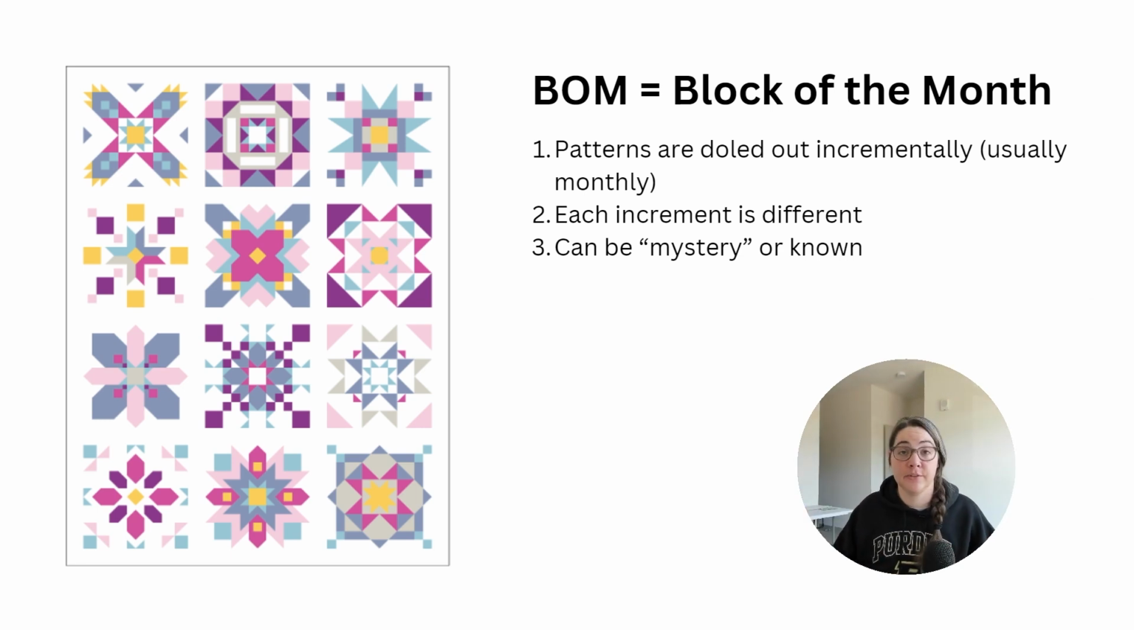Now, there's lots of different flavors for these. I would say the most traditional is something like you see over here. This is the Sweet Potatoes Block of the Month pattern for 2024, and it is very traditional. It's 12 different blocks, one per month, and then you lay it out into a sampler grid with sashing. This is the typical block of the month pattern, right? Gorgeous. These are modern blocks, super intricate. I love it. It's a gorgeous pattern, but this is definitely a traditional block of the month pattern.